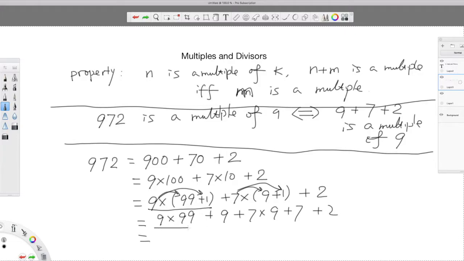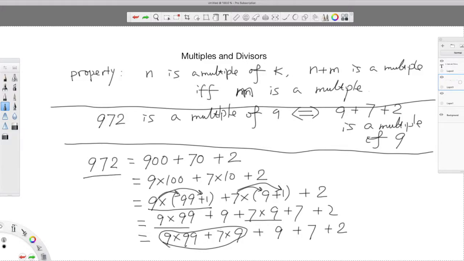Now I'm going to group those multiples of 9 together. I don't really care what the numbers are, as long as I know this is a multiple of 9. Now the fact is, using that property, 972 is a multiple of 9 if and only if this part is a multiple of 9, because the other part is a multiple of 9 already. So it does not contribute anything in terms of being a multiple of 9 or not. Only this matters, and they're equivalent.